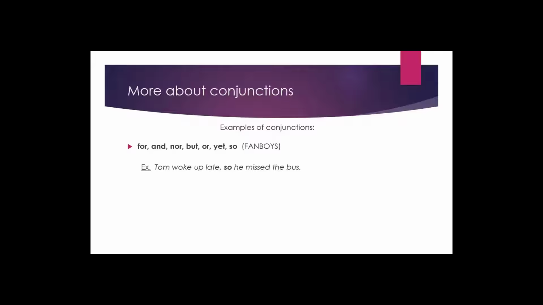Conjunctions are really useful in writing because often we want to join two or more ideas together. Some examples of conjunctions you can use are this first group: for, and, nor, but, or, yet, so. Some people remember these with the acronym FANBOYS. An example would be Tom woke up late, comma, so he missed the bus. We're joining Tom woke up late and he missed the bus with the word so.